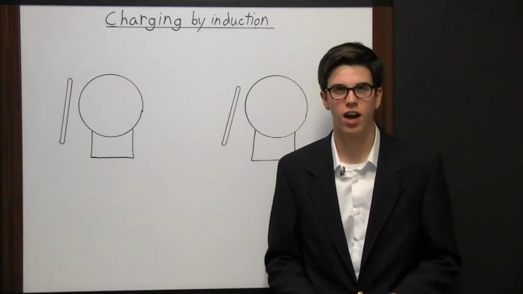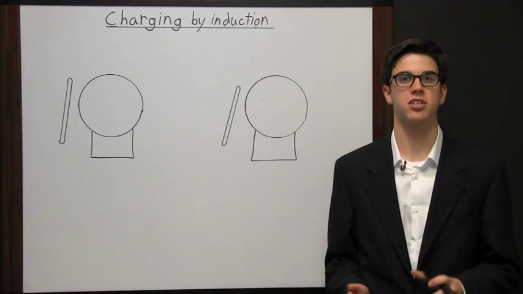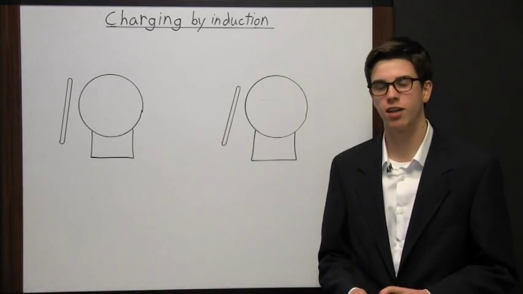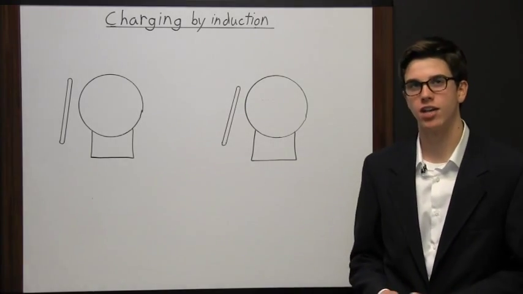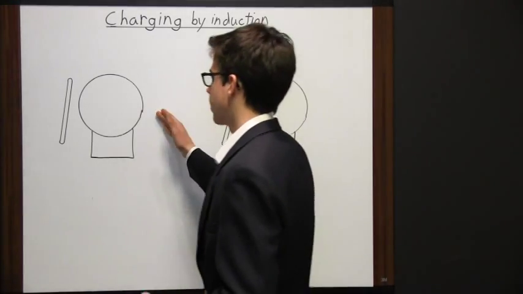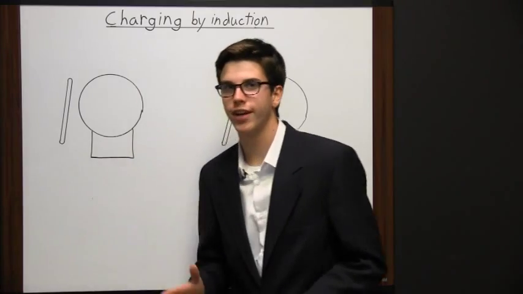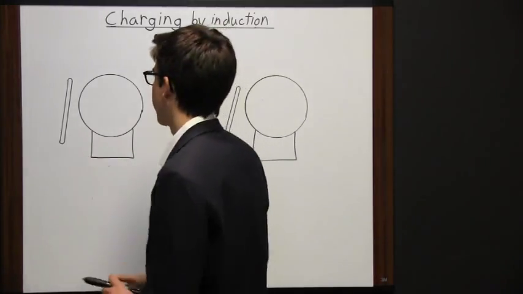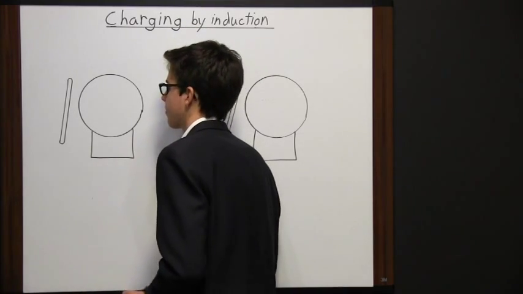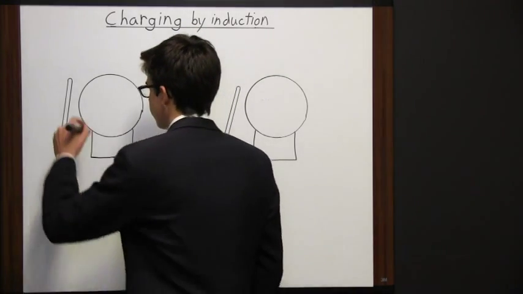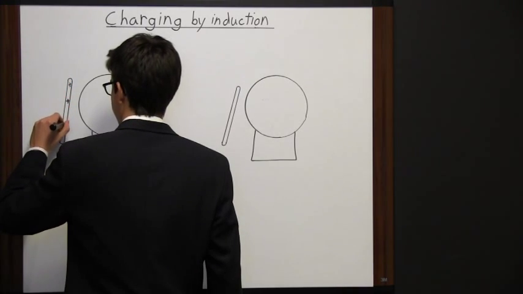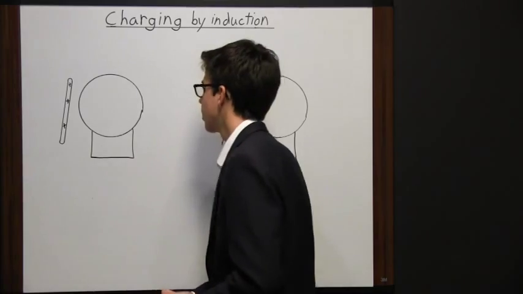In induction, a neutral conductive material, such as a sphere, can become charged by a positively or negatively charged object, such as a rod. So here we have our sphere, which has a neutral charge right now, so it has the same amount of electrons and protons. And then here we have a rod. So we're going to say that this rod has a positive charge. So I'm going to put some plus signs here showing it has a positive charge.